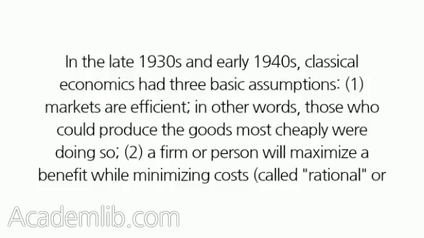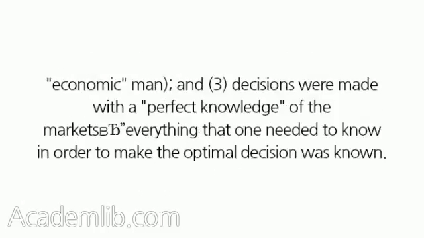1. Markets are efficient, in other words, those who could produce the goods most cheaply were doing so. 2. A firm or person will maximize a benefit while minimizing costs, called rational or economic man. And 3. Decisions were made with a perfect knowledge of the markets. Everything that one needed to know in order to make the optimal decision was known.